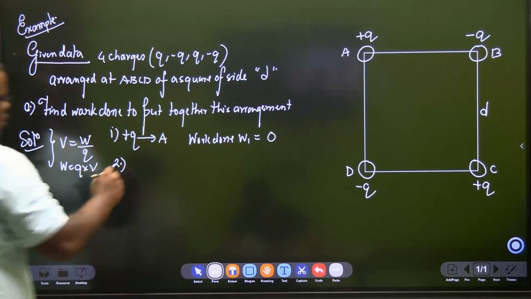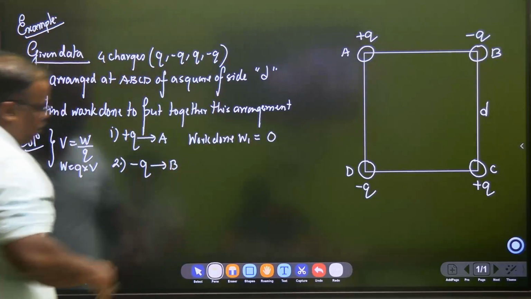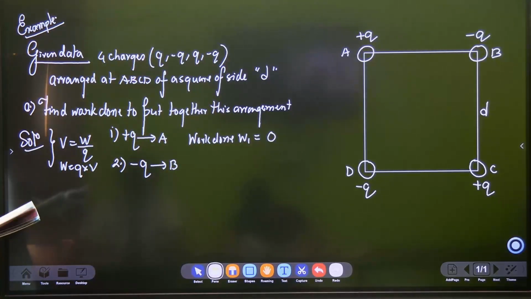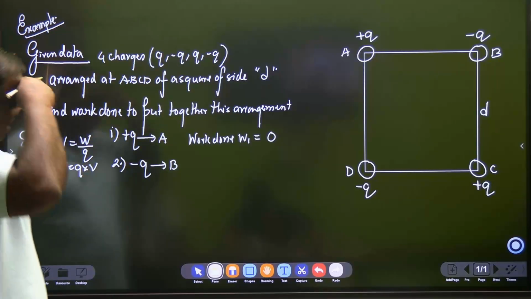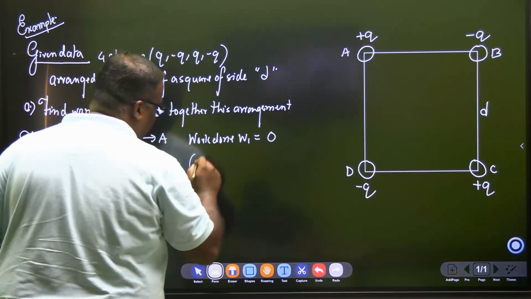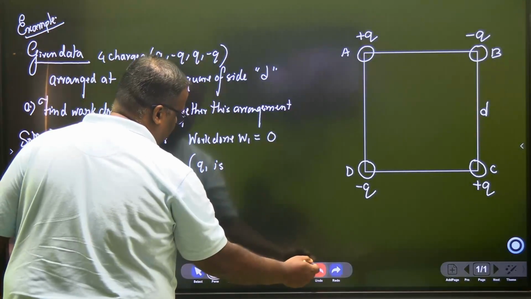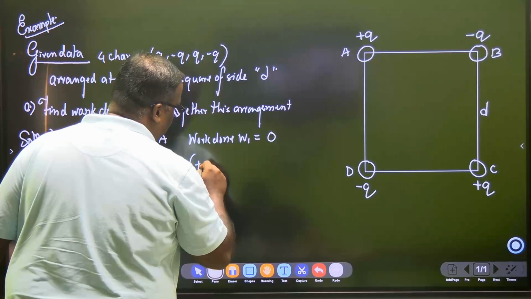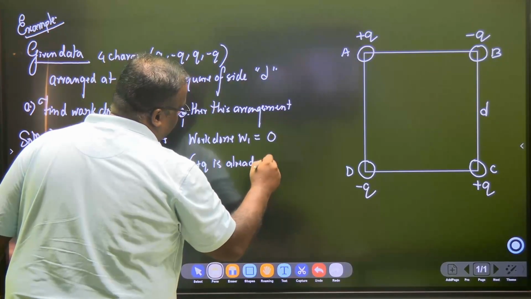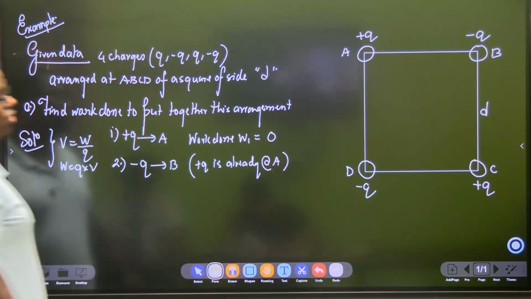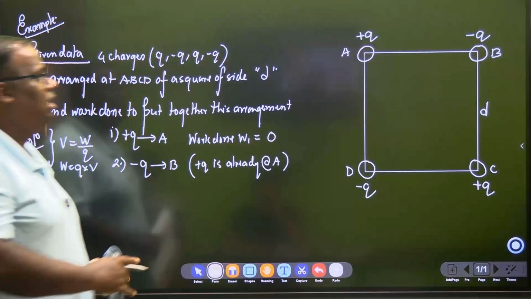Then number 2. Number 2 is we are trying to bring negative Q to the point B. Okay. When you're trying to bring negative, keep on writing also. So when you're bringing negative Q to the point B, then plus Q is already at A, right? So this is very simple.